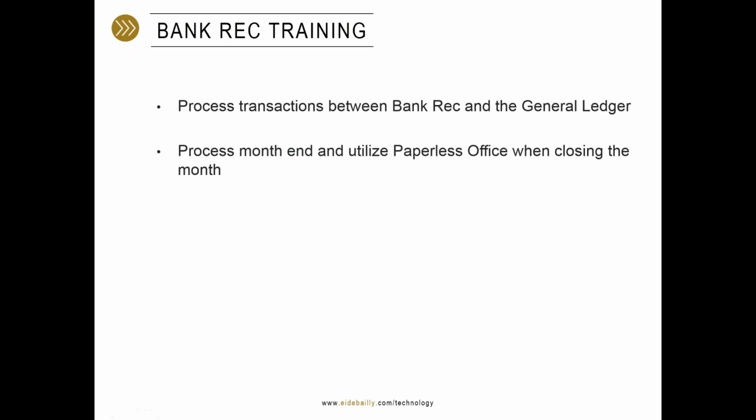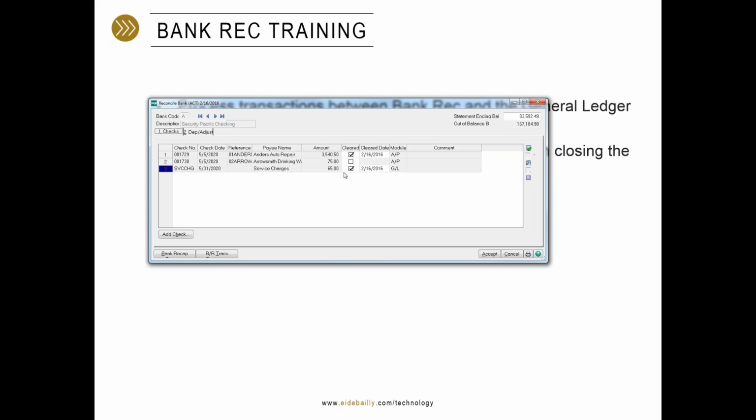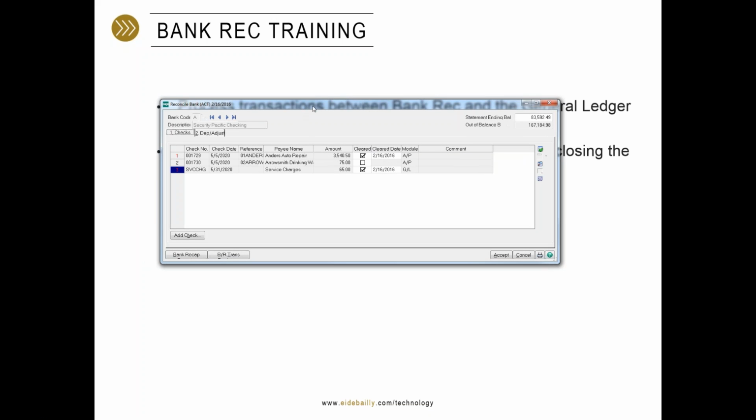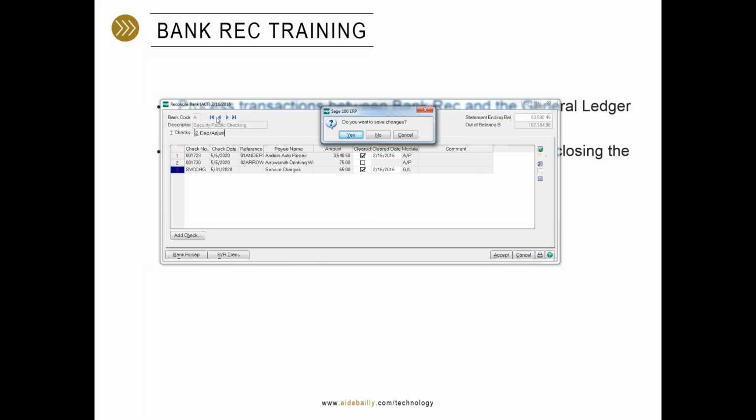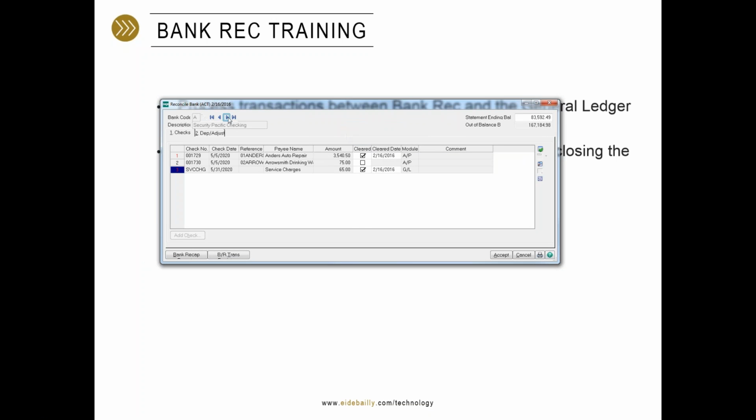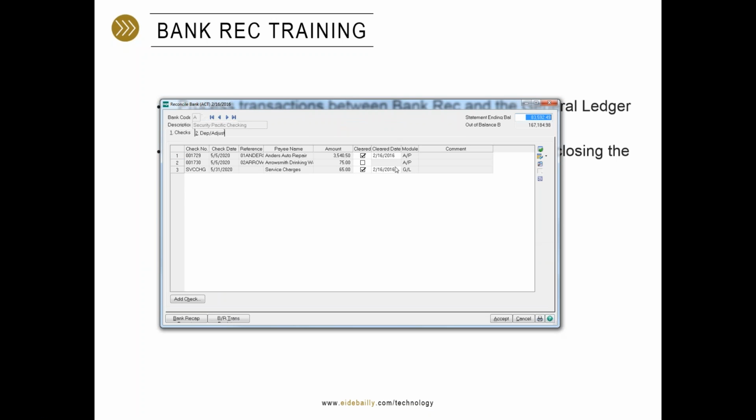So we're going to go ahead and start with some of that. First, I'm sure most of you have been to this Reconcile Bank screen, where you can pull up the bank code that you're looking at. The purpose of this is to compare this screen with your bank statement. So what you want to do is come up here and put the month ending balance from your bank statement here.